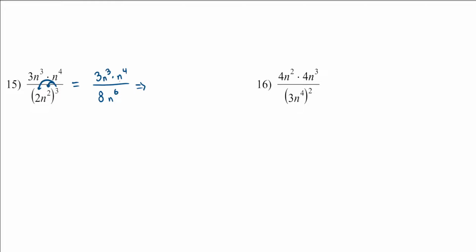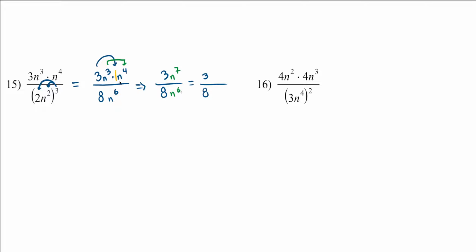This is going to be 3 times 1. 3 times 1 is 3. And then 3 plus 4, which is n to the 7th. There you go. And on the bottom, 8n to the 6th, because I can't really do anything to the bottom. No combining. Lastly, we reduce. 3 and 8 can't be divided, so I'm just going to write it as 3/8. Keep it simple, right? It's already simplified, so we're done there.